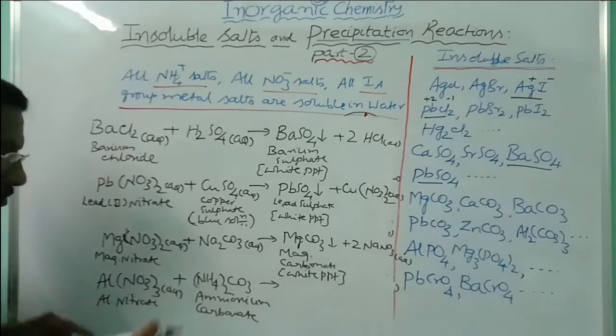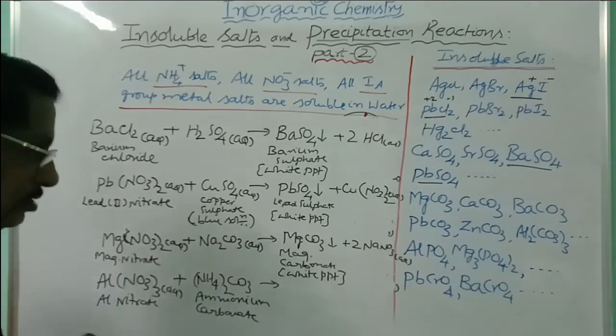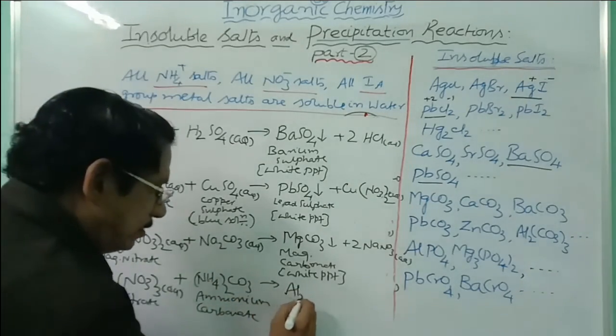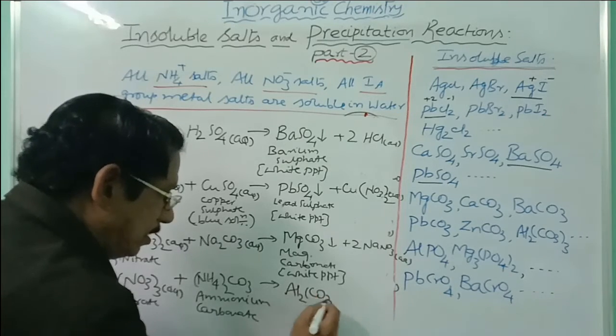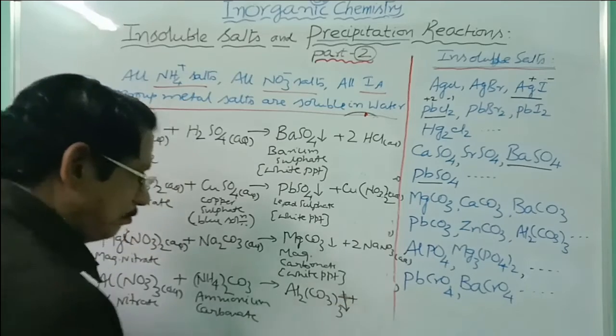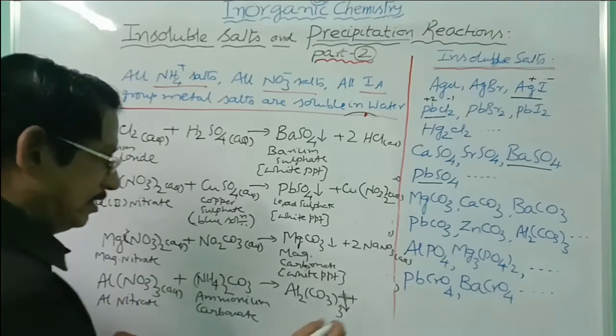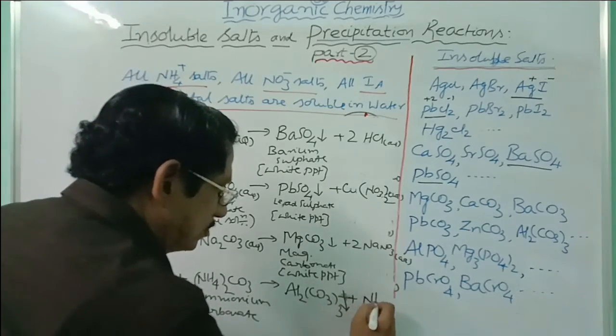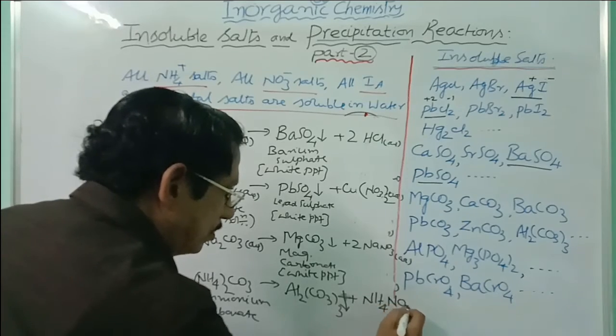Aluminum ion combines with carbonate ion, giving you aluminum carbonate precipitate. Formula is Al2(CO3)3. This is the precipitate, plus ammonium nitrate, formula NH4NO3. This remains in solution.